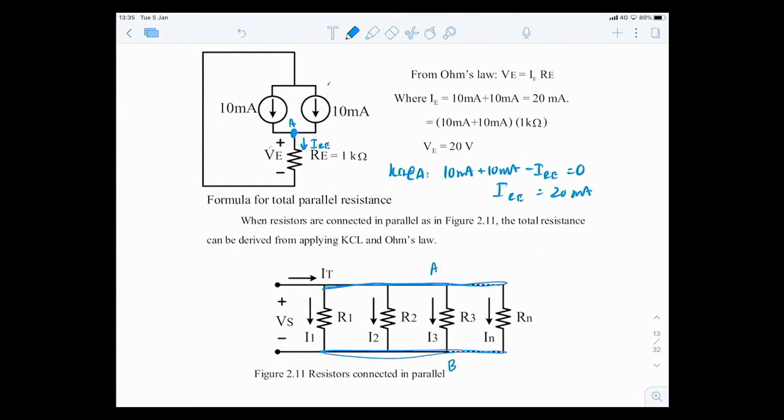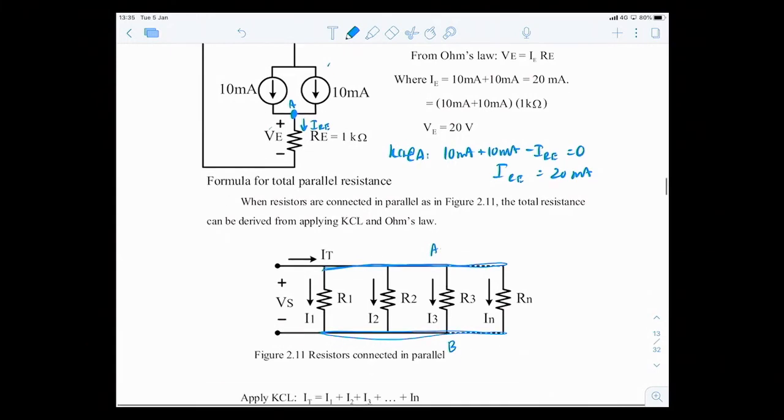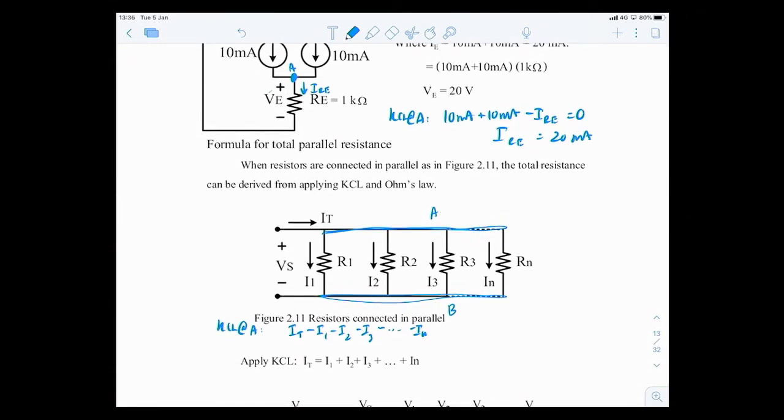Since they have different currents in each branch, we can write down KCL at node A. I total going in, minus I1, because I1 is leaving, everything is leaving, so minus I1, minus I2, minus I3, minus IN, to the very end. Or, moving them to the other side, you get all the current going in equal to the current leaving the node. So I total equals I1 plus I2 plus I3 plus IN.